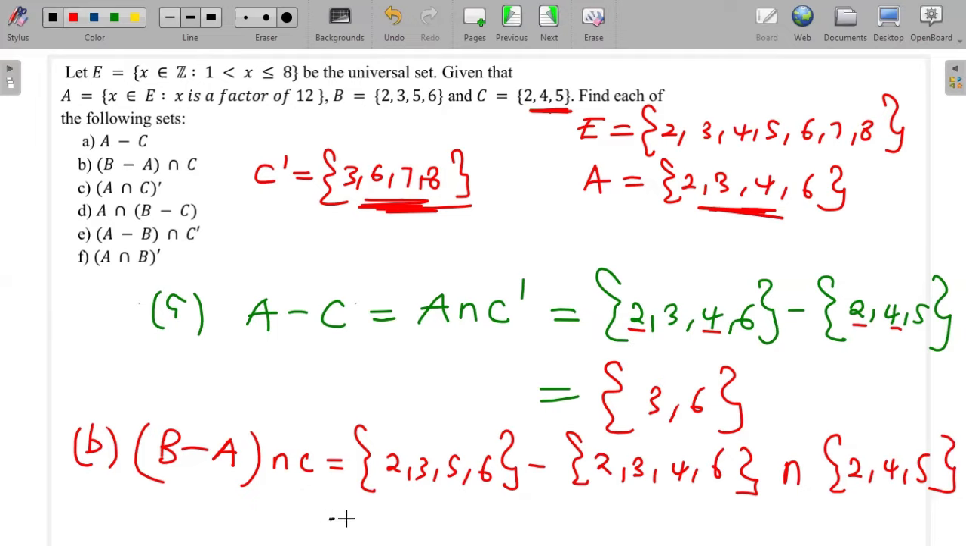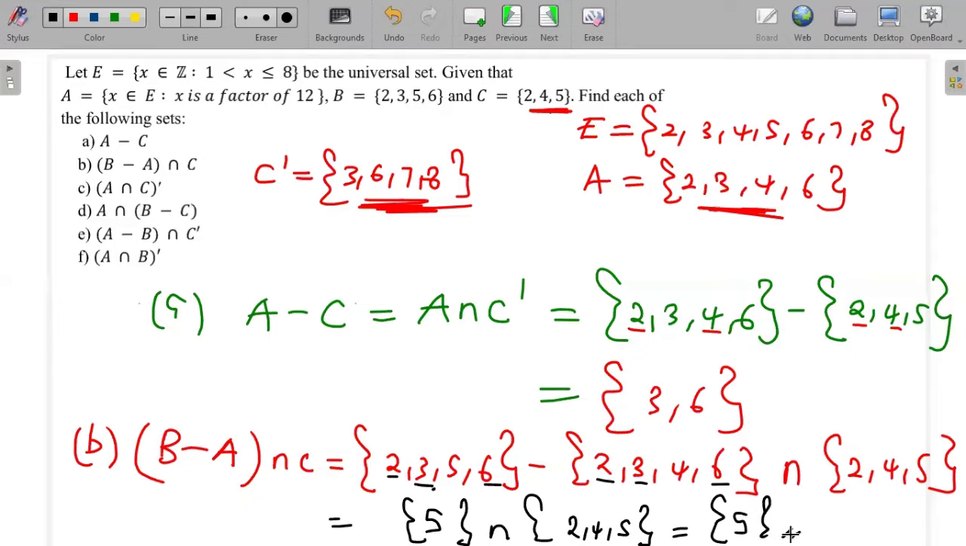Okay, so let's start. What is common between B and A? I can see 2, I can see 3, I can see 6. Whatever is common here, I remove from the set B. If I remove whatever is common, I'll just remain with 5. Then this intersection the set C, which is 2, 4, and 5. What do I get here? I get 5. That's all. The answer is 5.